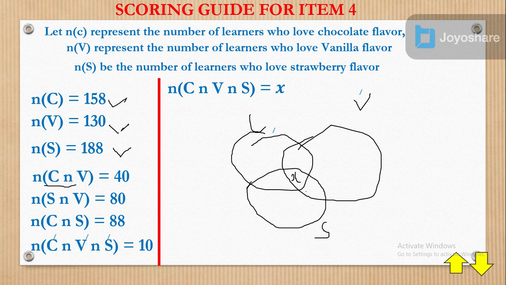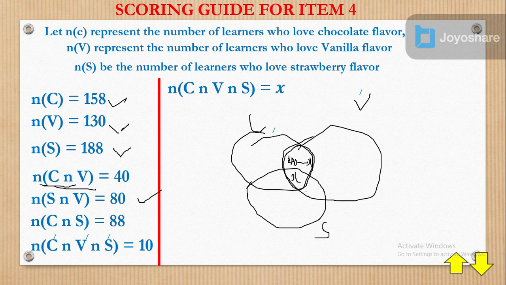You see that the number in C intersection V is 40. Where C intersection V is 40, that works for all this area. If there is no word "only", here they didn't put the word "only", you come and say 40 minus X. That's the logic.